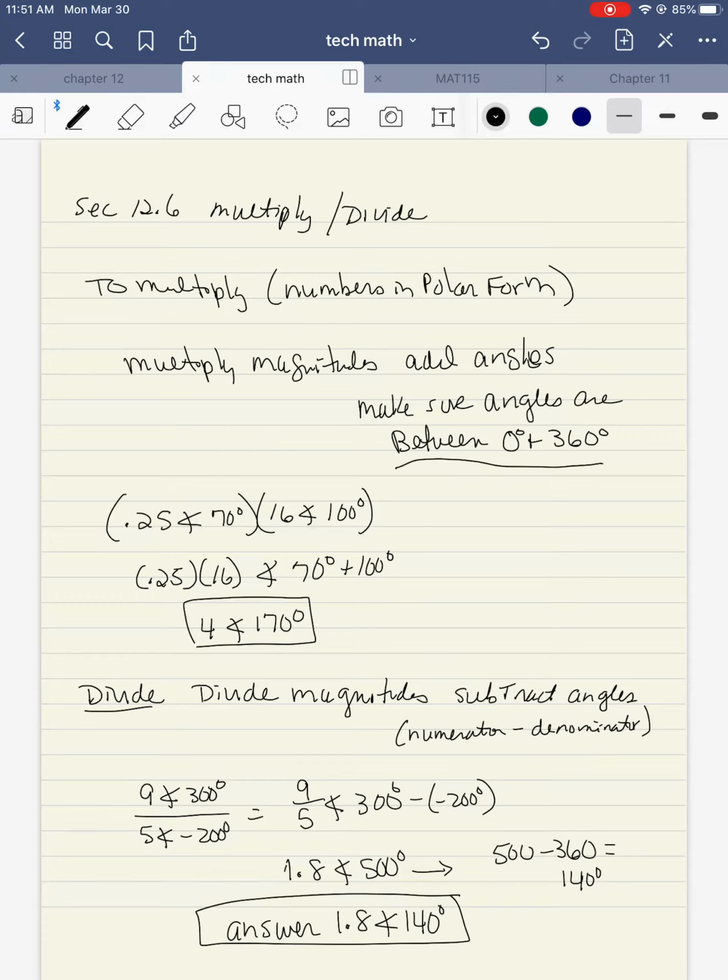My angle is 500, but again, I have to represent it in between 0 and 360, so I take 500 degrees minus 360 degrees. That gives me 140 degrees. I went over that back in section 4.1, I believe, converting positive and negative angles. So this answer would be 1.8 at an angle of 140 degrees.